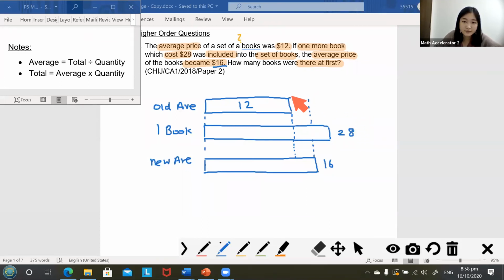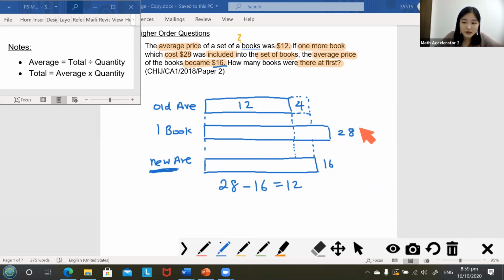Over here. Okay, good. 4. Right, I need 4 more. Right, so now this $28 here. Okay, how much is it more than the new average here? 28 minus. Okay, good. 12, right?